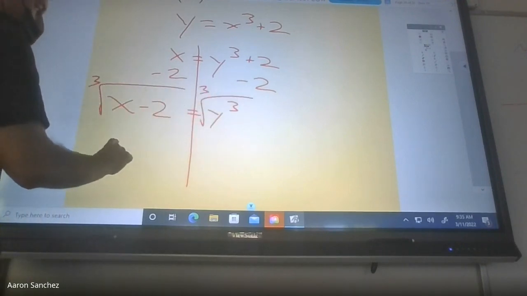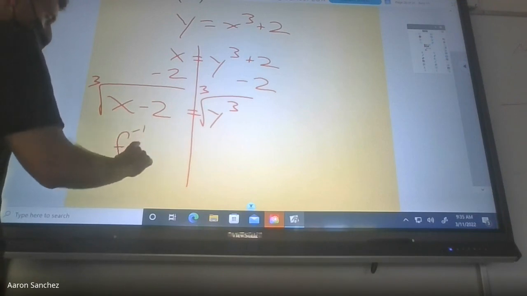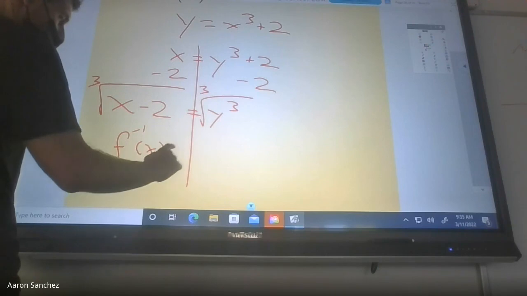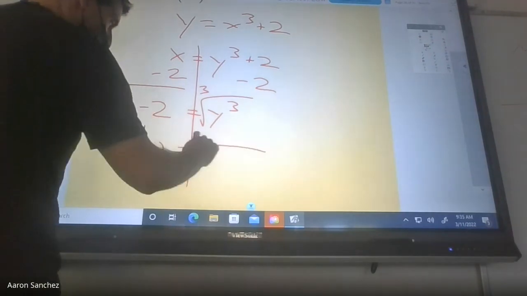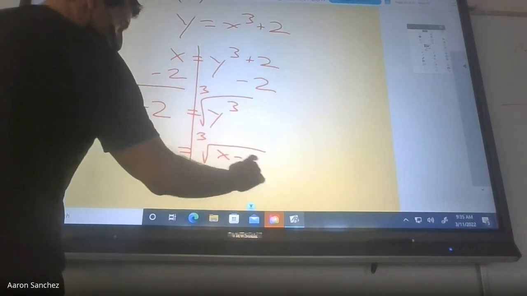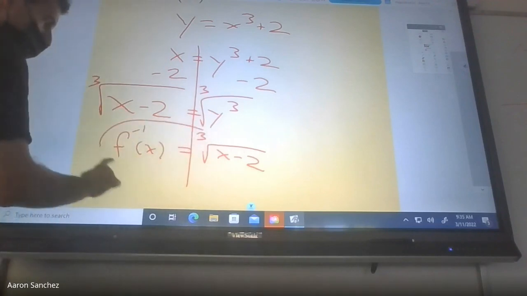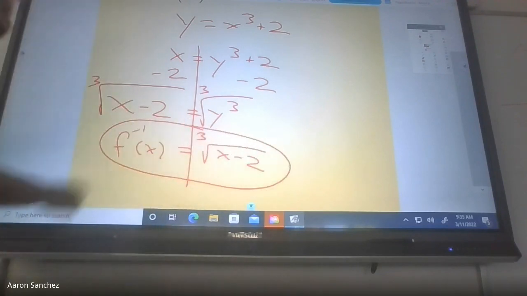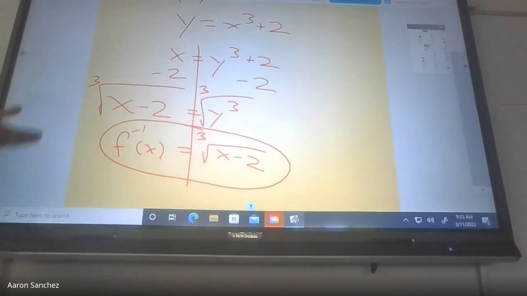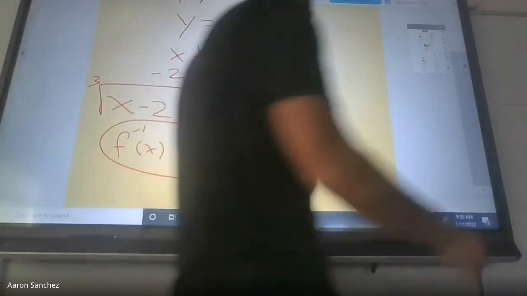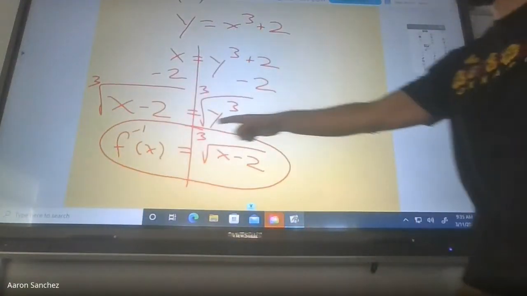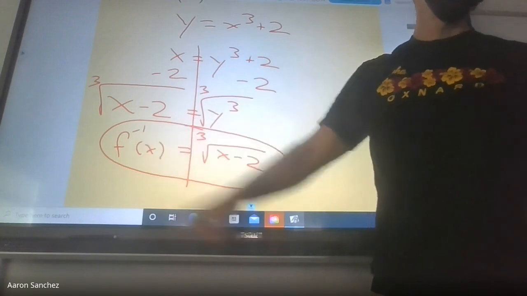So this is what it's equal to. The inverse of f of x equals the cube root of x minus 2. I'll try to write it like this so you can see. Can you guys make sense of that? That's the inverse. You can also write it like this, with f to the negative 1. I saw it mostly this way, Gabby, since you're asking. I'll keep looking, though.